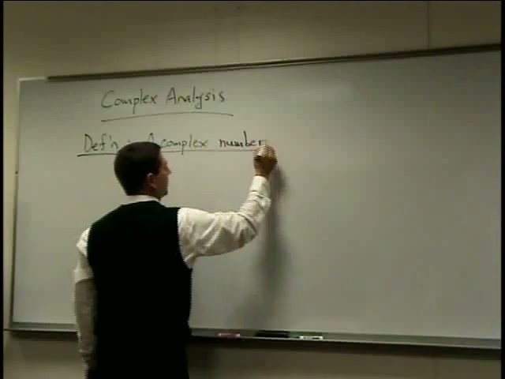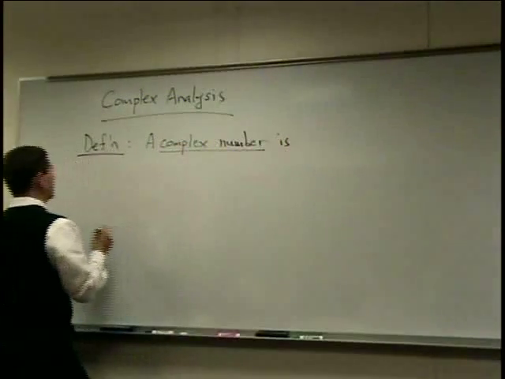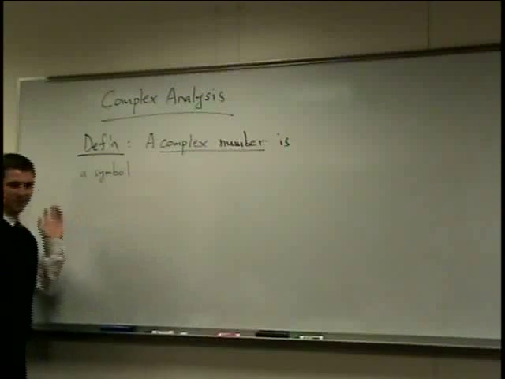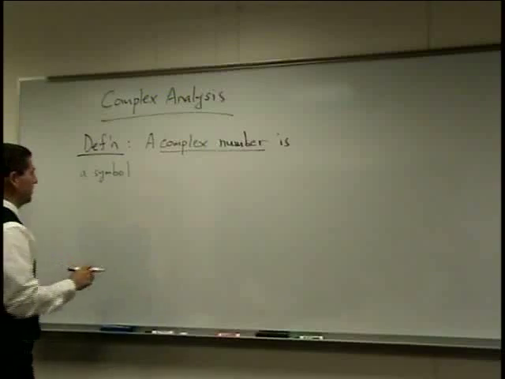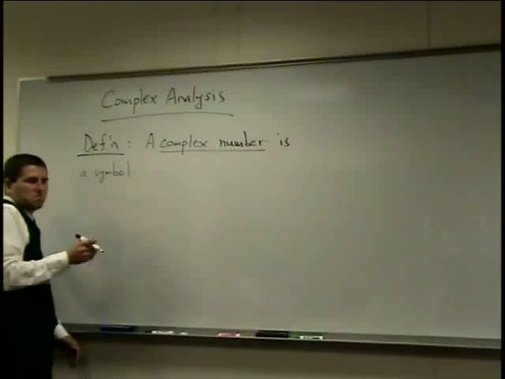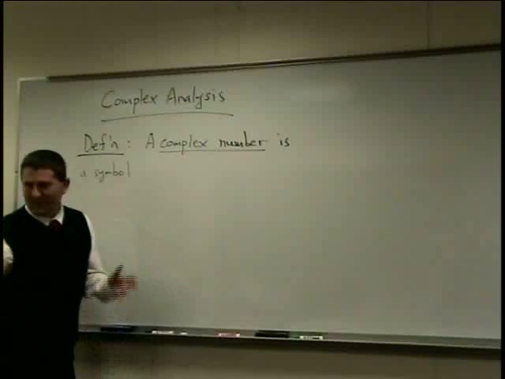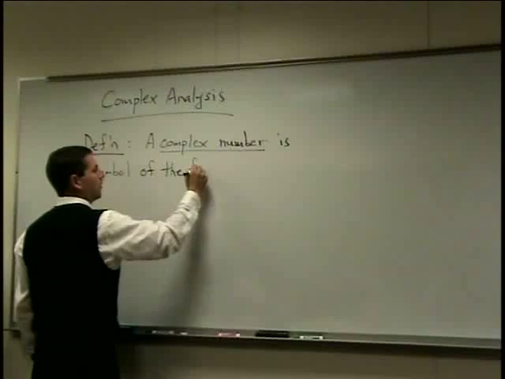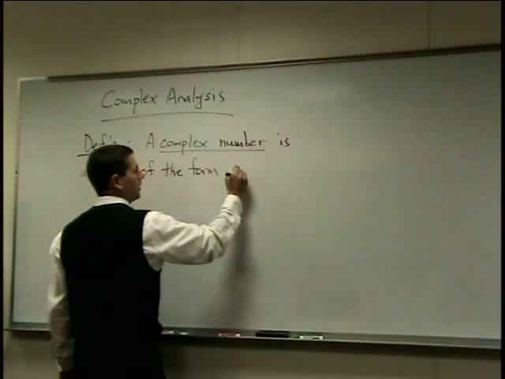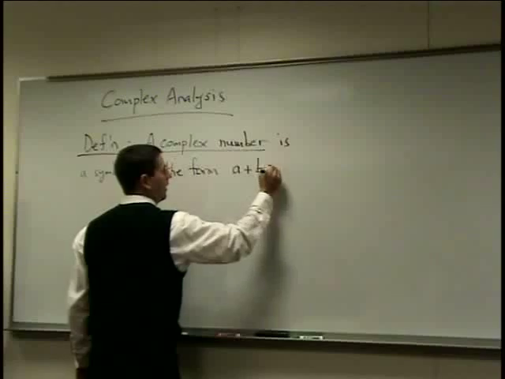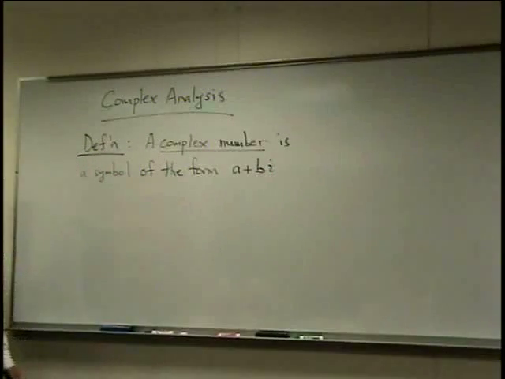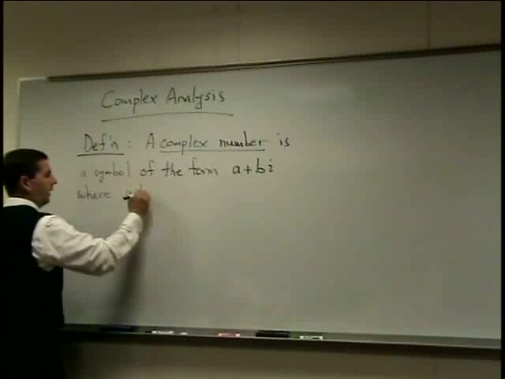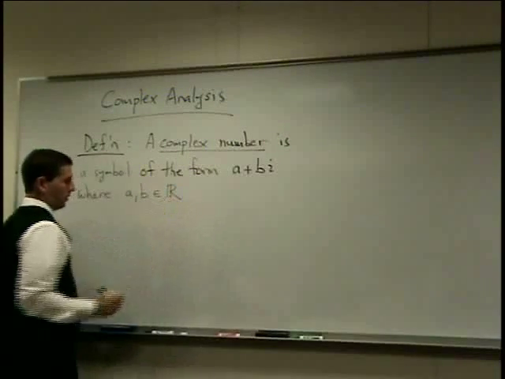A complex number is, well, I'll say something which is ridiculous, but just gets me out of trouble. Let's say it's a symbol. I want to say it's a number, right? But what's a number? It's a symbol of the form a plus bi, where a and b are real numbers.